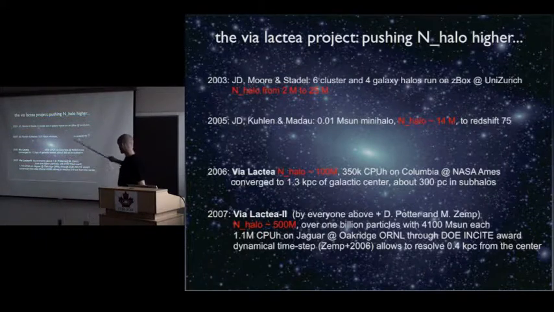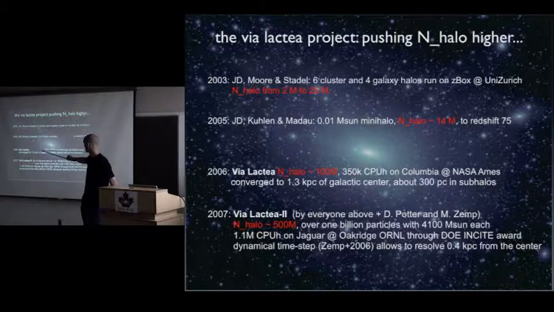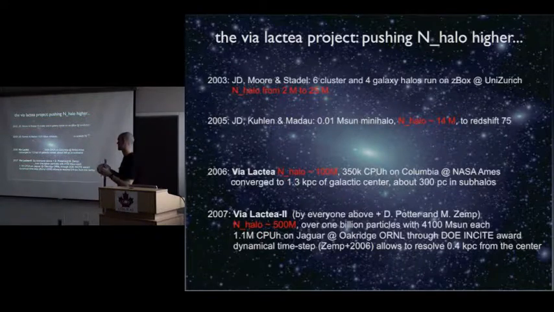Then this was sort of the state of the art at this time. Then we made a jump to about 100 million particles in one halo in the first Via Láctea simulation. And last year we were able to go to half a billion particles within the halo, and that's a simulation that uses over 1 billion particles in total. It took over 1 million CPU hours on one of the fastest computers at Oak Ridge National Lab. And another improvement besides the number of particles is that it uses a more physical criterion to assign the individual time steps for the particles. I'll come back to that a bit later.